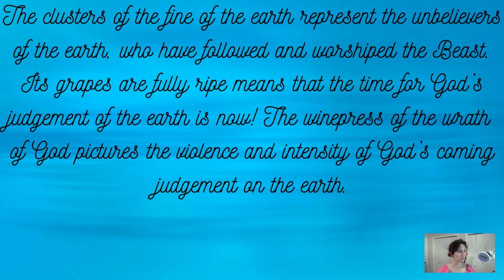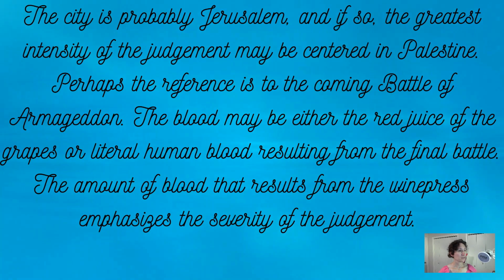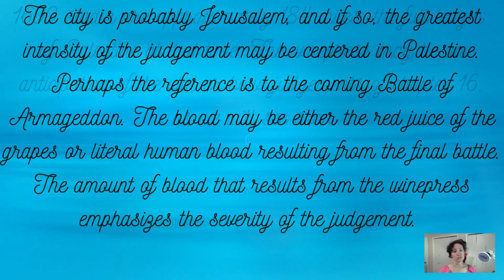The winepress of the wrath of God pictures the violence and intensity of God's coming judgment on the earth. The city is probably Jerusalem, and if so, the greatest intensity of the judgment may be centered in Palestine. Perhaps the reference is to the coming battle of Armageddon. The blood may be either the red juice of the grapes or literal human blood, resulting from the final battle. The amount of blood that results from the winepress emphasizes the severity of the judgment.